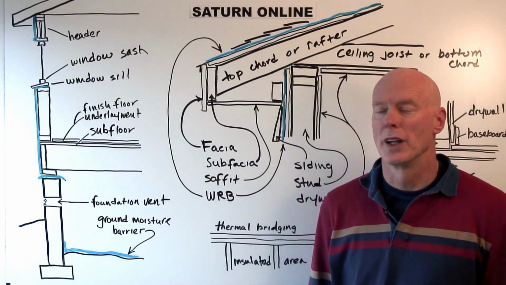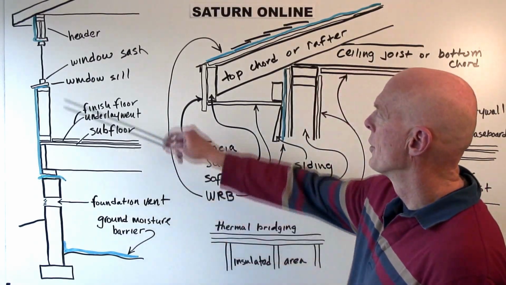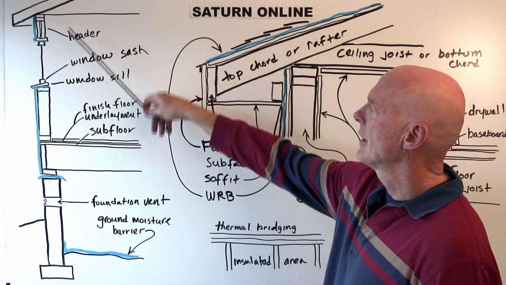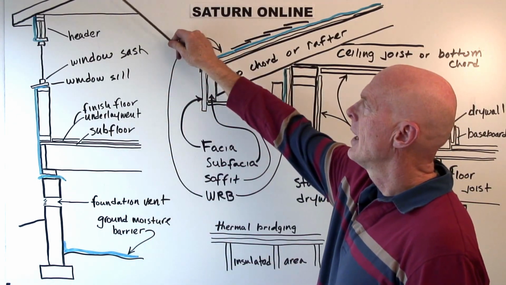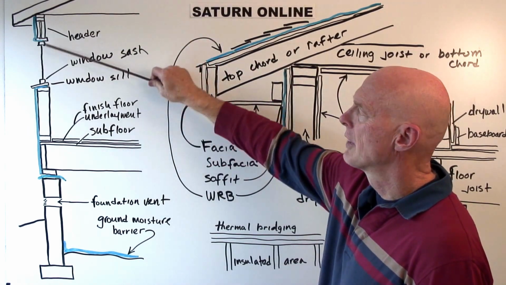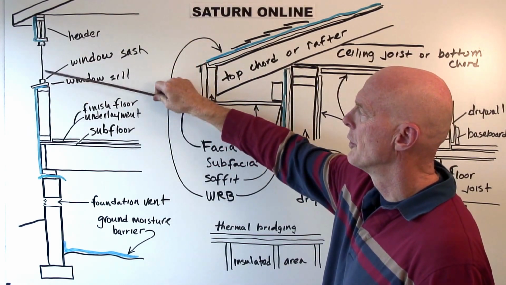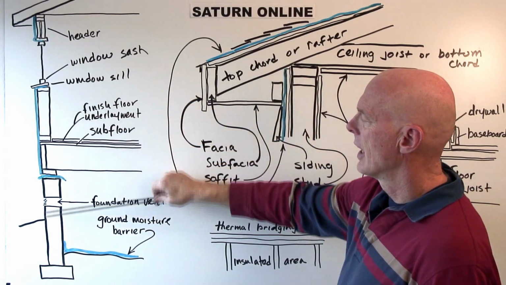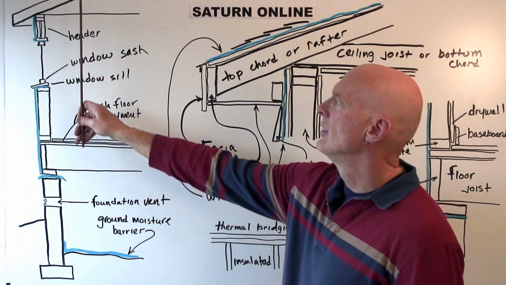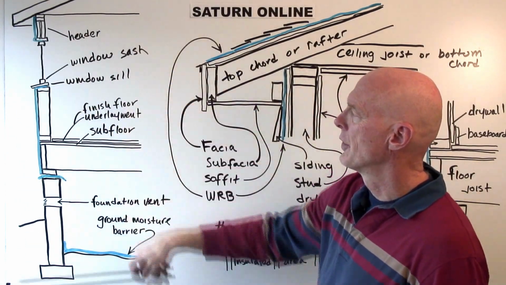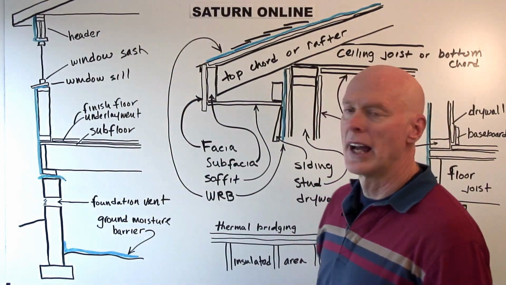And we're going to start with what we call a section through a house. A section means that it's like we've taken a chainsaw and we've cut right through the house, right down through the center of the window, and all the way down through the foundation. And we're looking at the raw edge that we've cut with a chainsaw. Let's look at what we have.